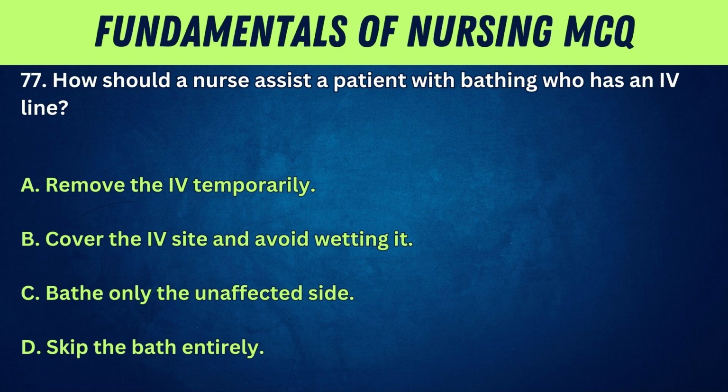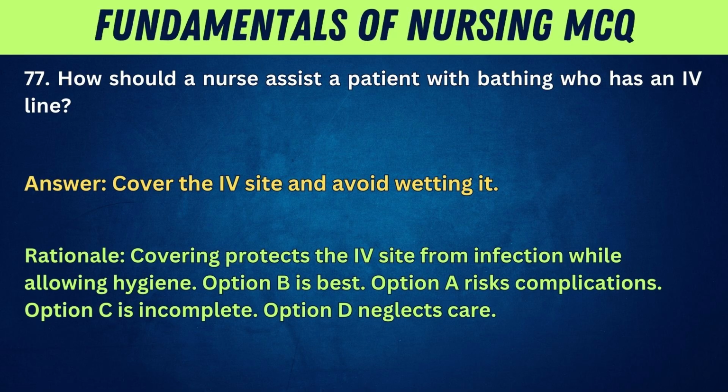How should a nurse assist a patient with bathing who has an IV line? A. Remove the IV temporarily. B. Cover the IV site and avoid wetting it. C. Bathe only the unaffected side. D. Skip the bath entirely. Answer. Cover the IV site and avoid wetting it.